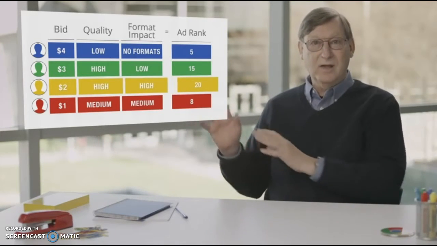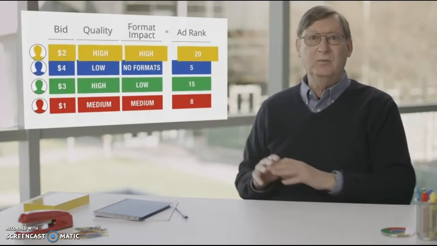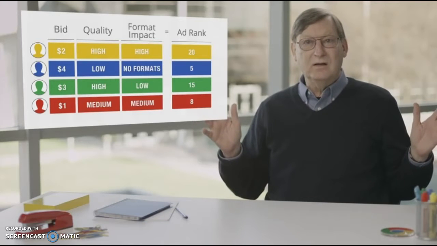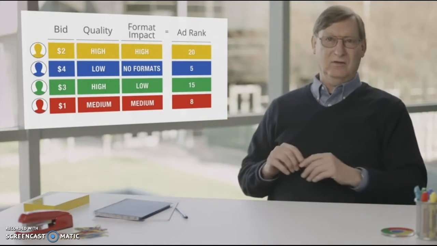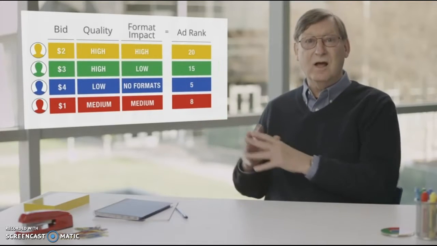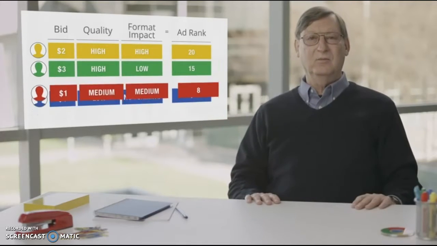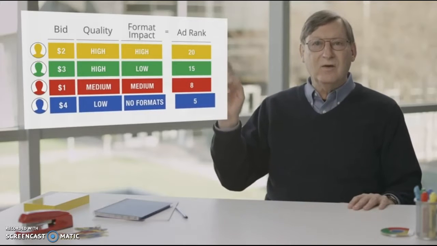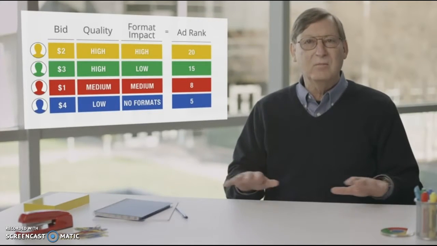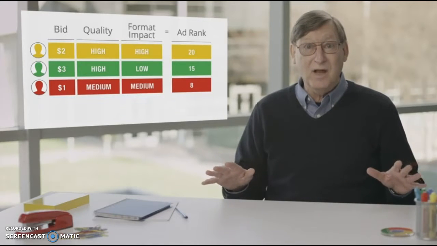So with this ad, with an ad rank of 20, it gets first position, even though it has a lower bid. Why? Because of its quality and formats. The second highest ad rank is 15, so that ad gets position 2. The third highest ad is 8, and it lands in position 3. The advertiser up here, who's bidding $4, has such a low quality and format impact that it doesn't get a position on the page at all, despite having the highest bid.